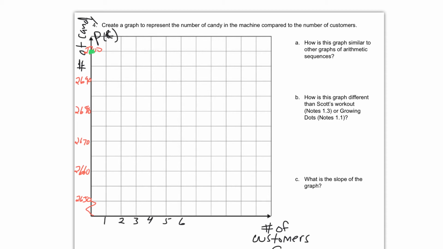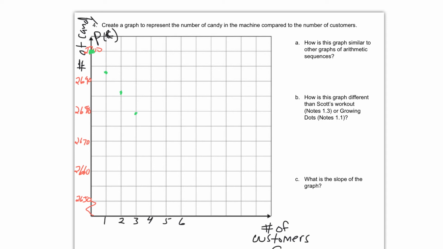Our second point was 1 and 2,693. So we're just approximating that. That's about halfway through. Then 2,686. Oops, let's fix that. That should have been on the 1 and not the 2. So 2,693 would be here. And then for 2 customers, it was 2,686. So this is 85. So 86 is right above the 85. 3 would be 2,679. So right before the 80.